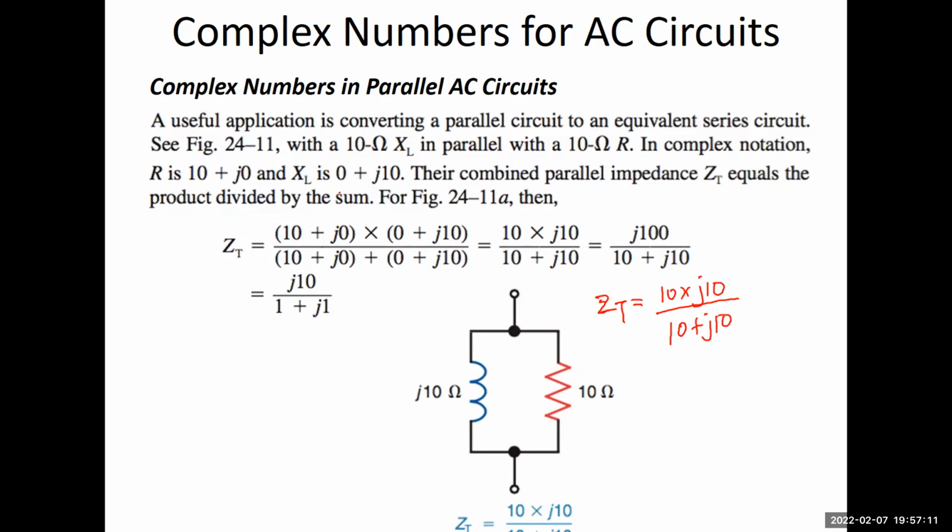Then the numerator to multiply, di ba? So this is how we multiply complex numbers, make use of the FOIL method, and to add the denominator, we have to combine the real term and combine the imaginary.